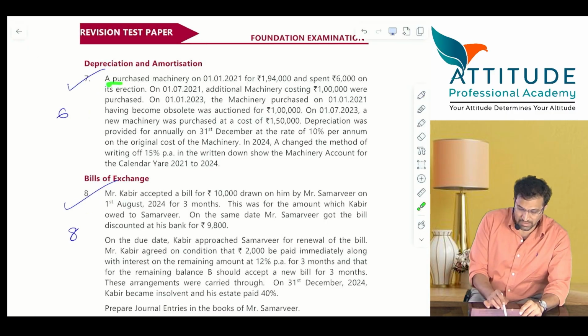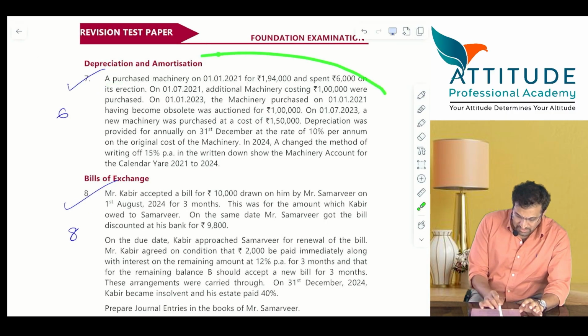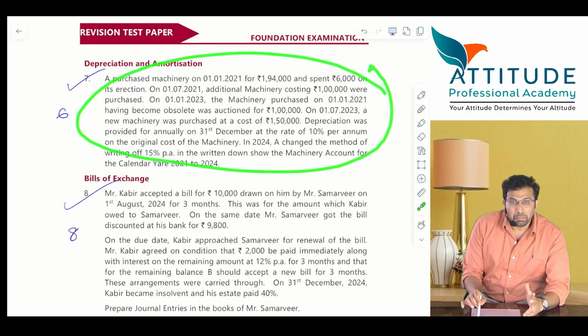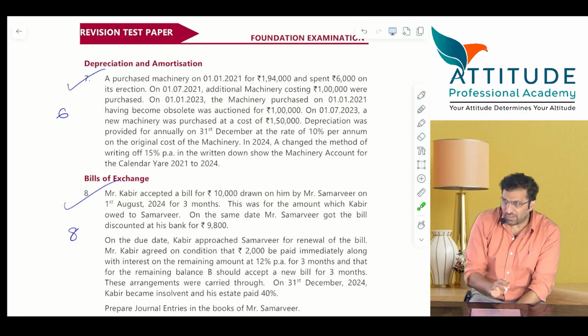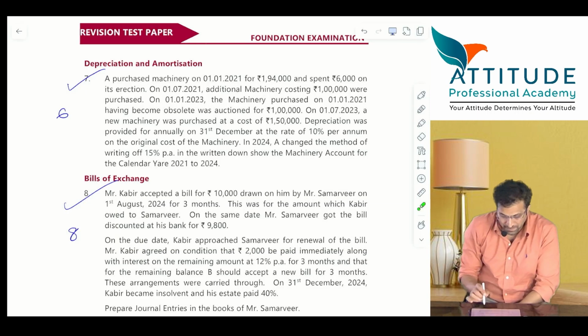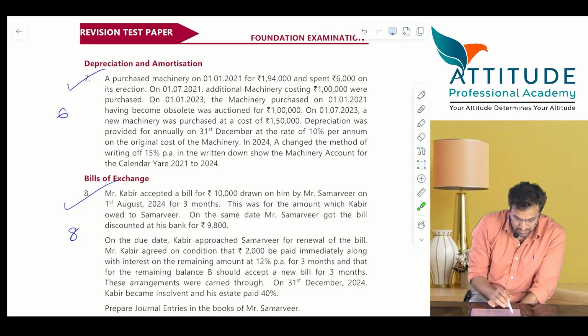Please, all of you got this sum? Anyway, I'll explain. If you see the sum, I'll just explain this, I'll not solve it. Those who have not got it at least can understand how to open the machinery account. Look at the way they have given.